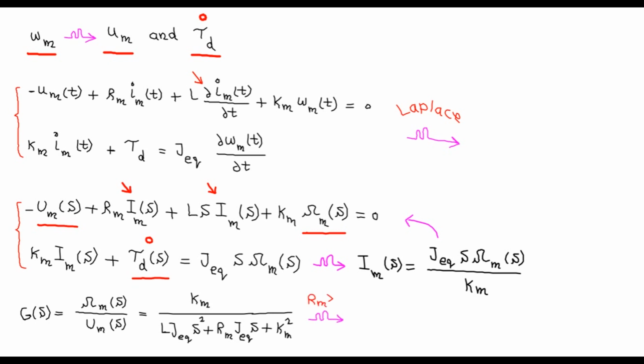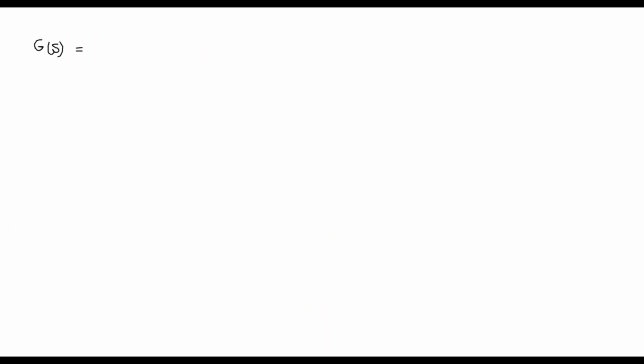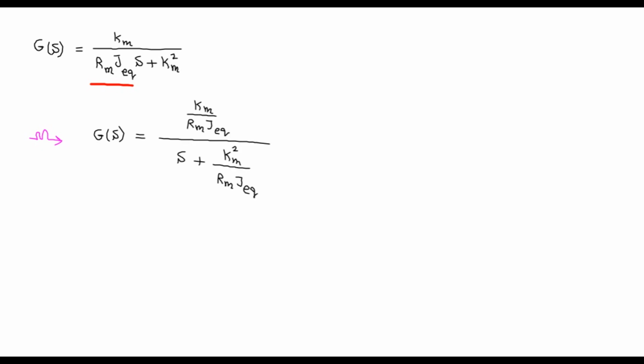If the resistance is much higher than the inductance property, we can neglect this term, and the transfer function will be simplified to this. There are two common forms to represent this function. In the first form, we factor out Rm multiplied by J from the denominator, and therefore we get this. This is constant and we can present it as A. Also, the term in the numerator is constant too, so let's call it B. So the transfer function will be simplified to this.